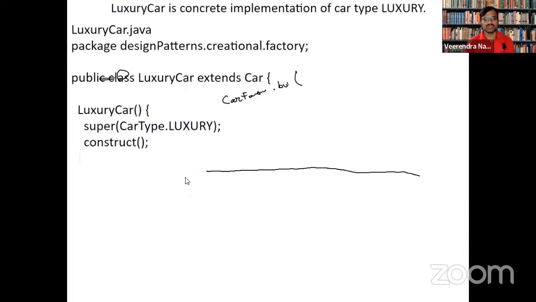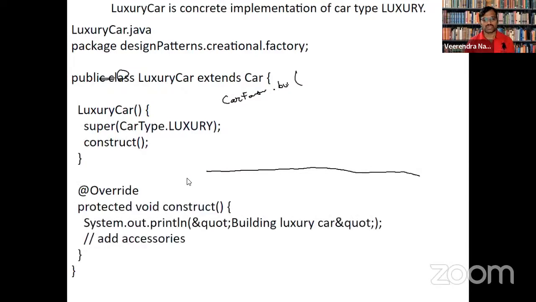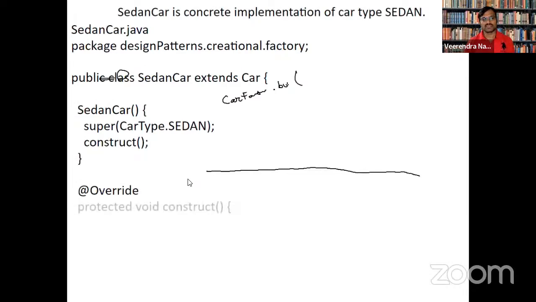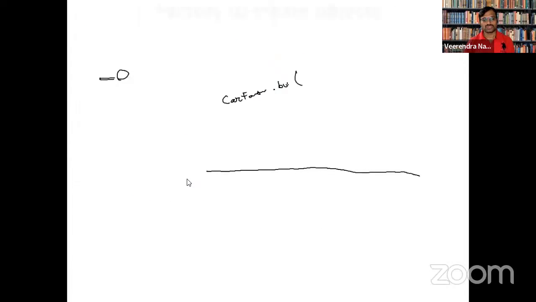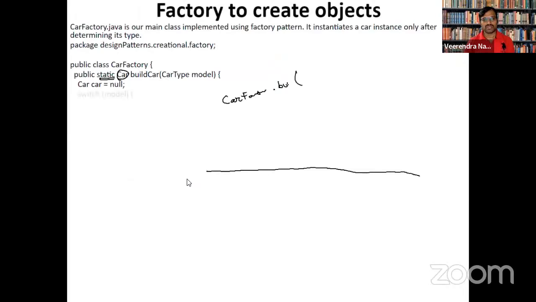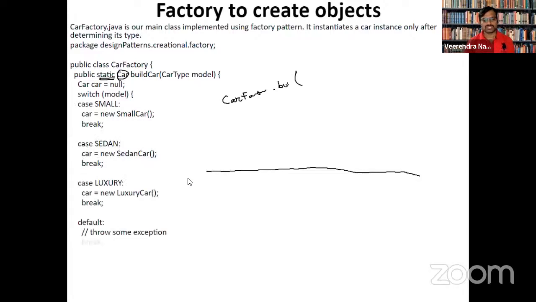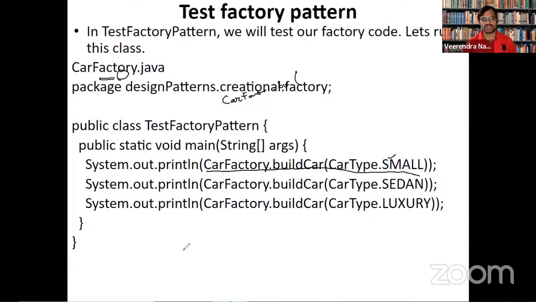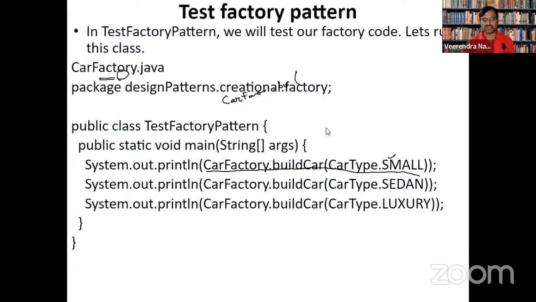This is the way the flow is going on. What we are trying to say at the end of the day is that, depending on the instantiation or the call by the client, whatever call is made, that car is being called up.